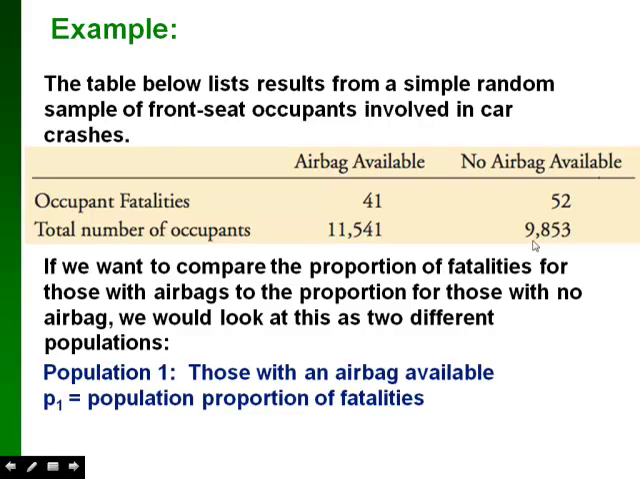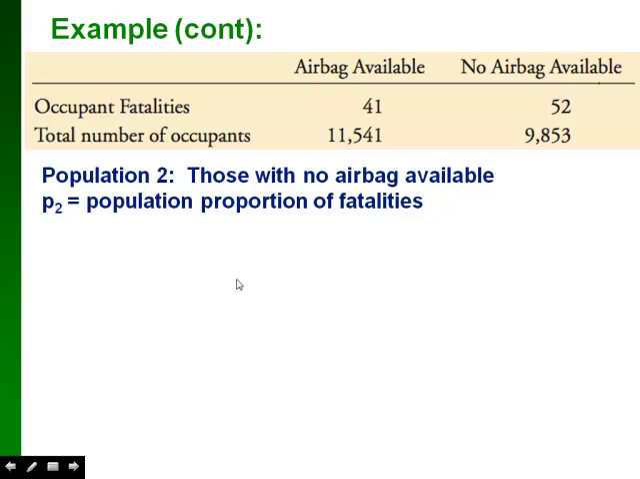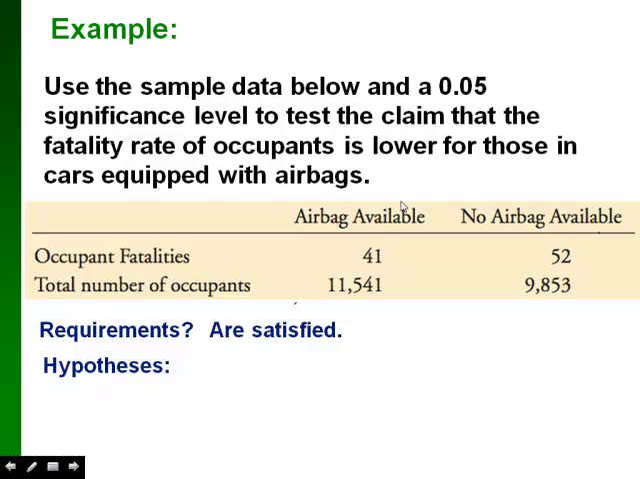So our first population would be those with an airbag available. So P1, which is our population proportion, would be the population proportion of fatalities for those in a car with an airbag. And population 2 would be those with no airbag. So our P sub 2 would be the population proportion of fatalities for those with no airbag. So we're going to use our sample data and a 0.05 significance level to test the claim that the fatality rate of occupants is lower for those in cars equipped with airbags.